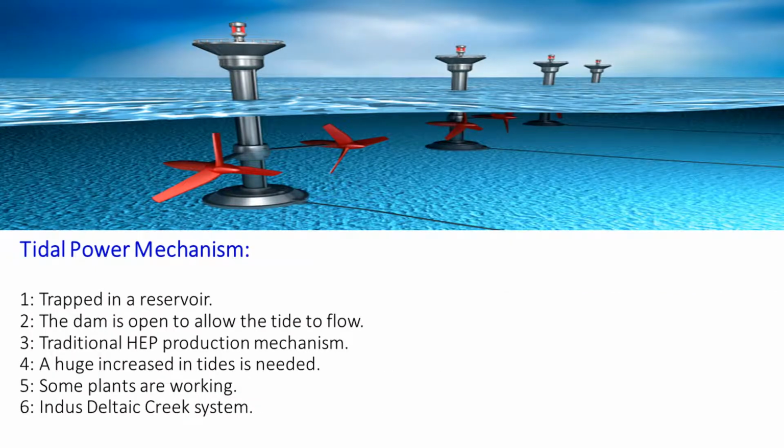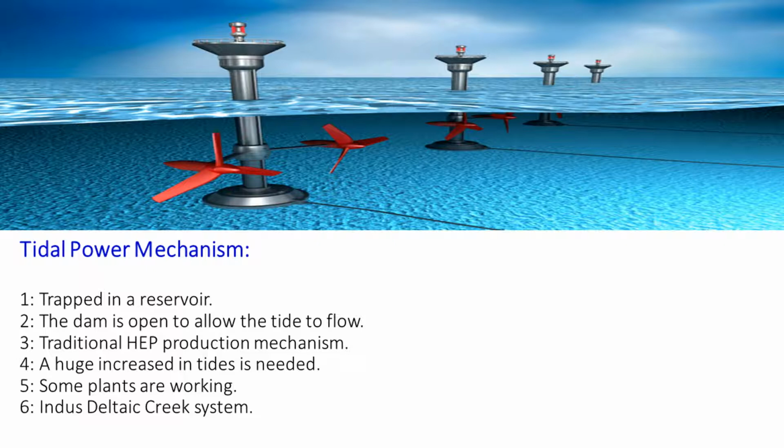What is the mechanism of tidal power? 1. Trapped in a reservoir. Tides coming into the shore are trapped in a reservoir behind a dam. 2. The dam is open to allow the tide to flow. So the dam includes a sluice that is opened to allow the tide to flow into the basin. The sluice is then closed.